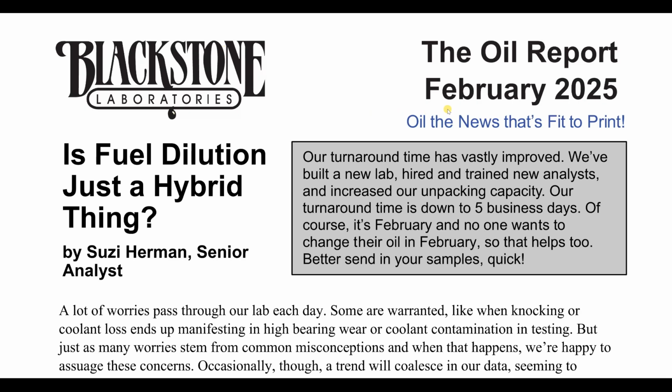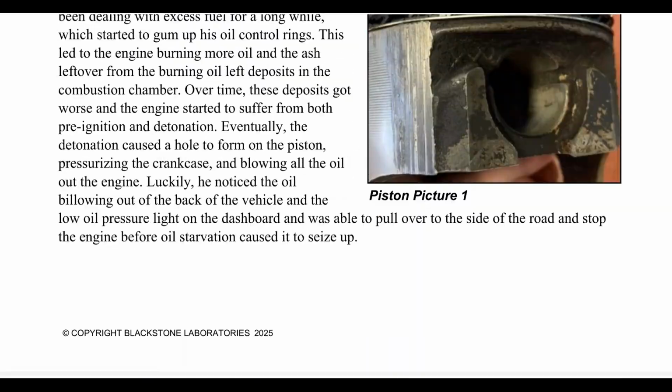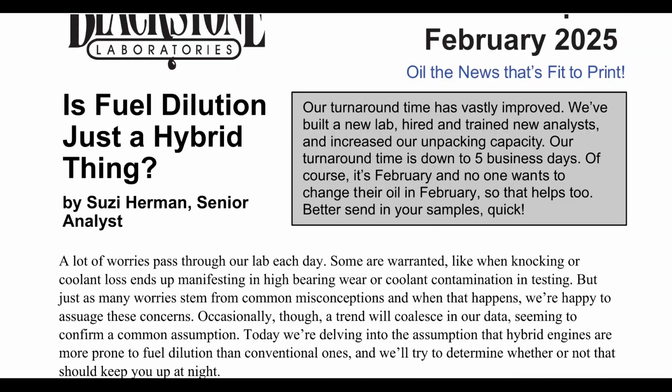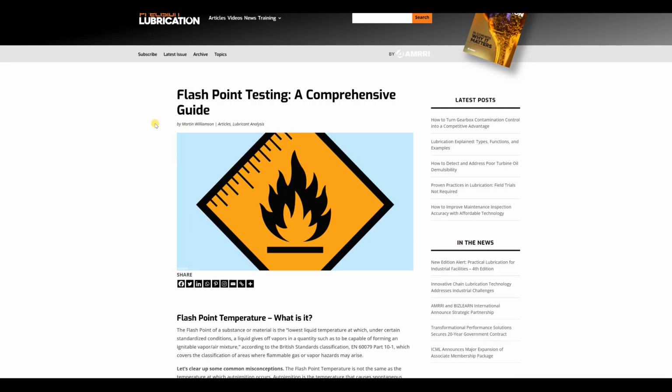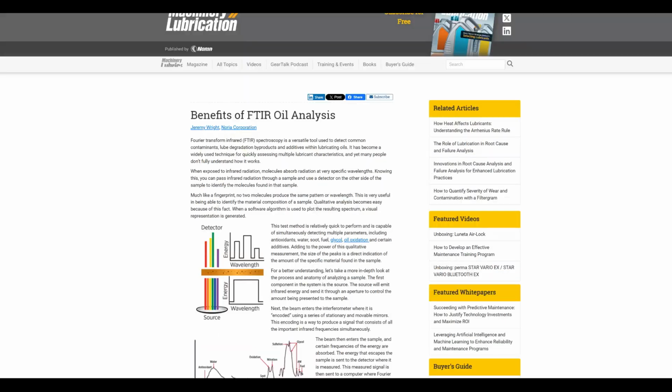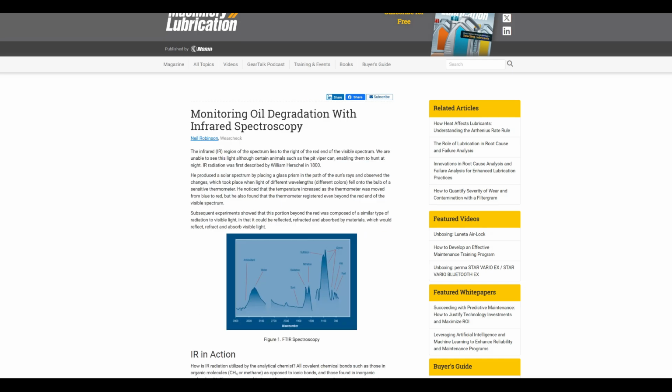Another good resource here is Blackstone, which in February 2025 wrote a nice newsletter about fuel dilution. Do check that out. I swear this thing is quite interesting. I'll just scroll really quick to show you, they've got all sorts of information and data and things in here. So go check that out. I think you'll enjoy that one. This article right here is a good article. This is from Precision Lubrication. Here's another one on FTIR from Machinery Lubrication. And another one from Machinery Lubrication right here is also a good one dealing with FTIR.